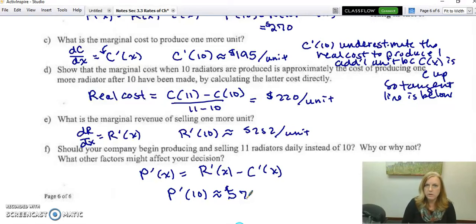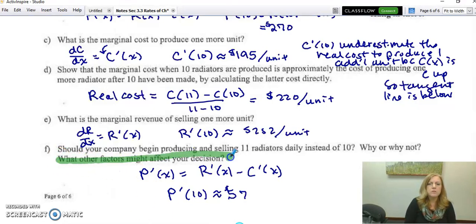So we might want to go ahead and say, yeah, I really want to do that because I was only making a profit of $270. So now if I do an additional $57, that's going to be even better for me. But there are other factors that you do have to consider for this. Even though our marginal profit looks pretty good compared to what we're making right now in profit, what other factors might be something that we need to think about?